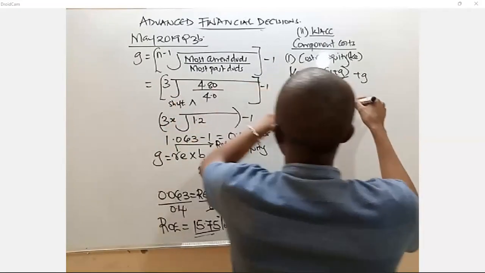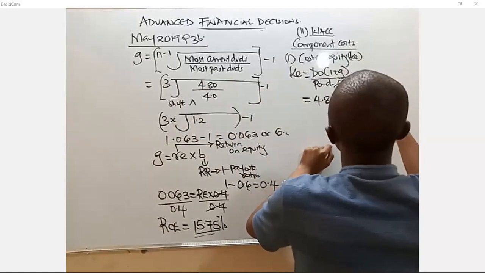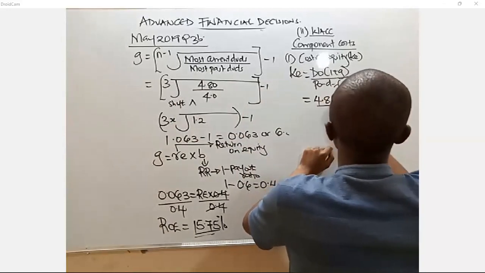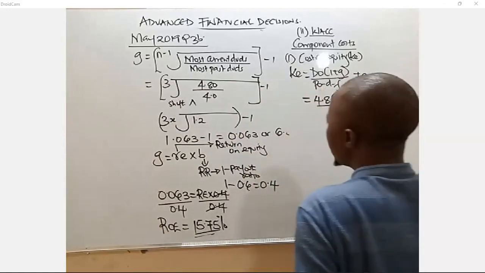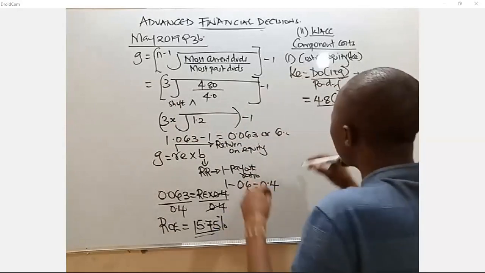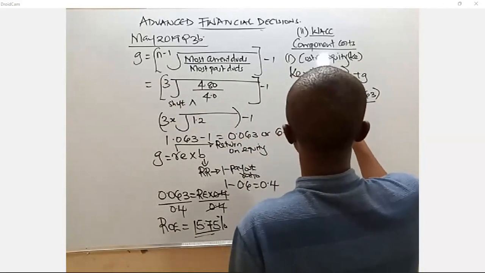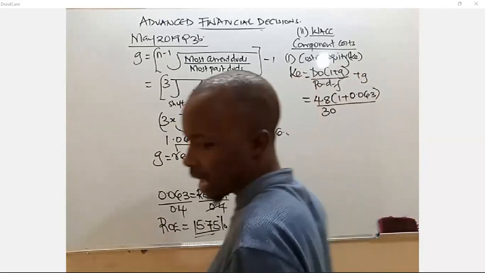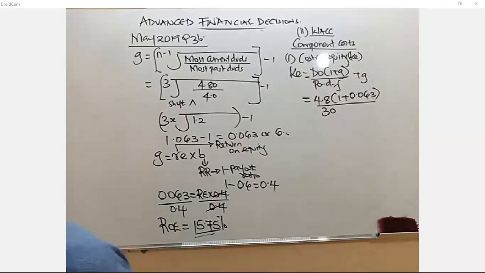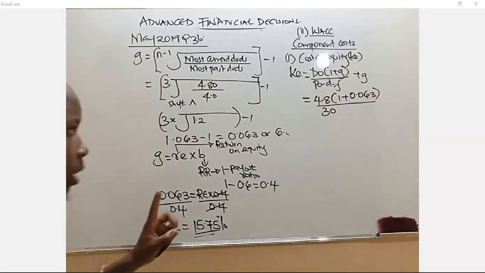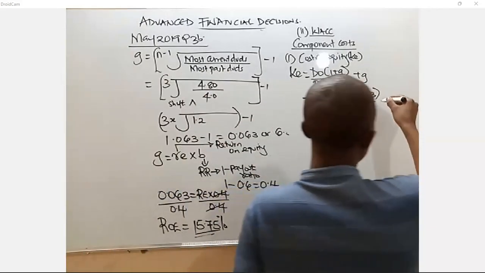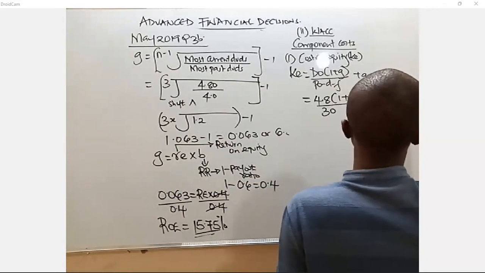1 plus our growth rate, 0.063, divided by P0, the market price per share, which should be exclusive of dividends. In this case it should be 30. Are we told that these dividends have discounts? We have not been told they have discounts, so they don't have flotation costs. So what I just need to add here is 0.063.